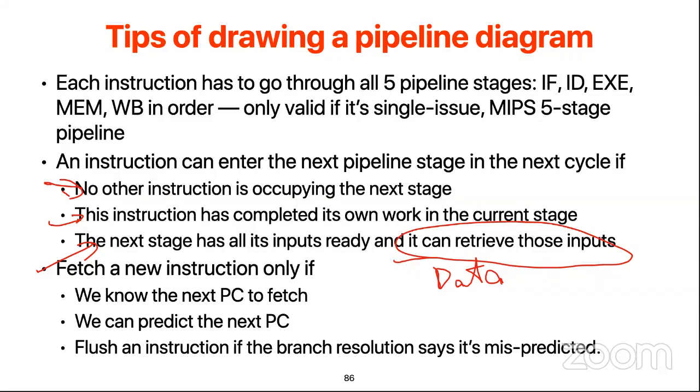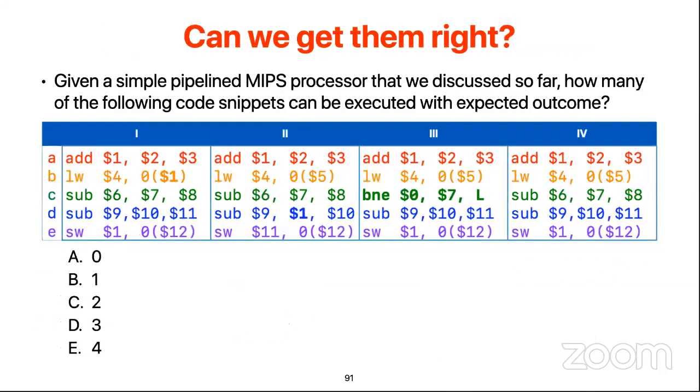And we can only fetch a new instruction if we know what the new instruction is, or if we can predict it. And if we have a misprediction, flush the instruction. By flush, it means that beyond the point where you discover that you made it wrong, just turn them into no-ops, right? So that's the 3 guidelines of drawing the pipeline diagram.